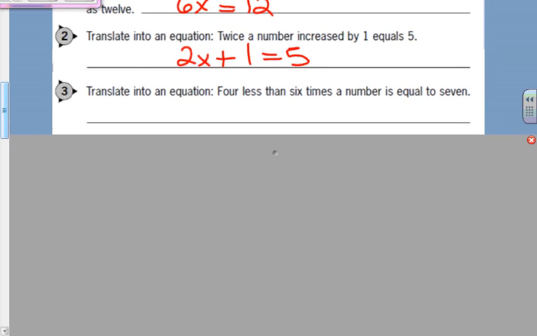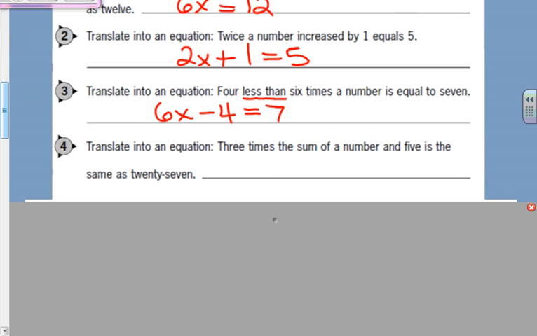Translate into an equation: 4 less than 6 times a number is equal to 7. Now here's something you need to pay close attention to. Less than, that's a tricky one. It's going to tell you to put the 4 second. It's going to give the 4 a negative value. So first we've got to look at what comes first: 6 times a number. So 6x, and then we'll do less than 4, is equal to 7. And then that's finished. Anytime you see less than, put that number second.